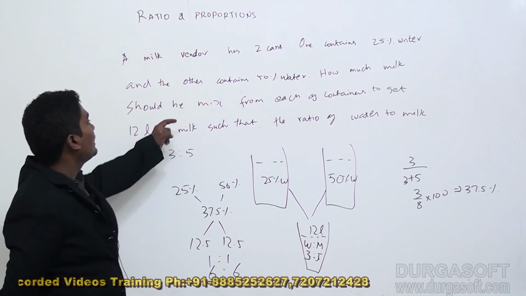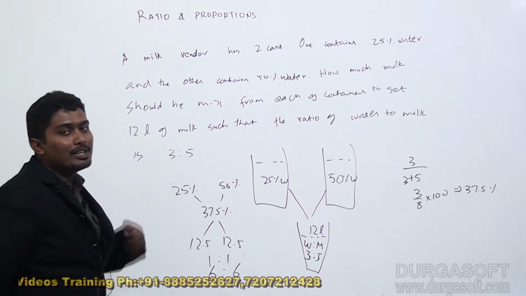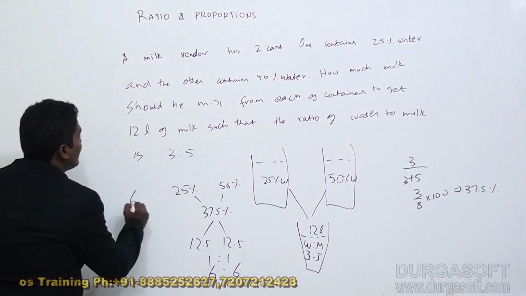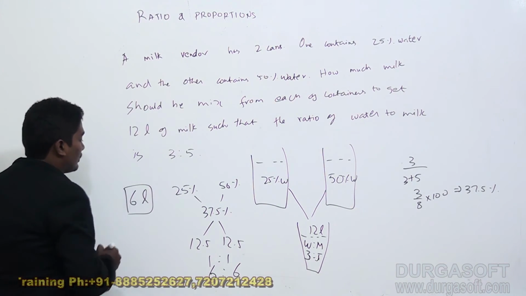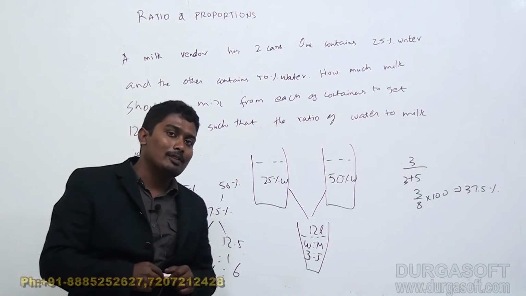So the question here is how much milk should he mix from each of the containers? From each of the containers he should mix 6 liters, 6 liters each. That will be the answer.